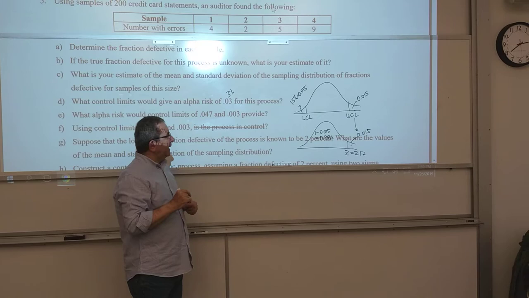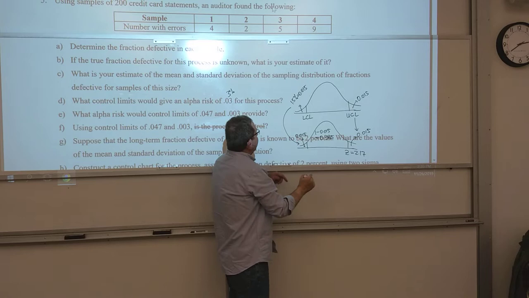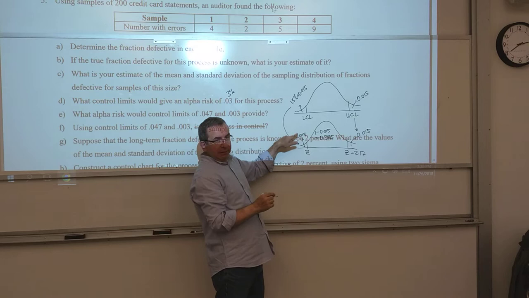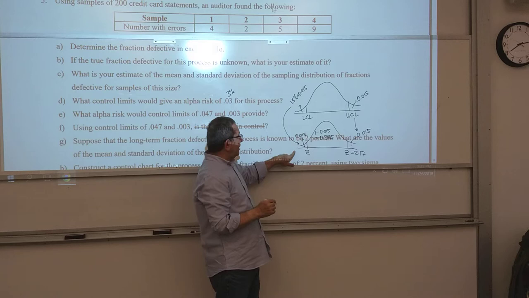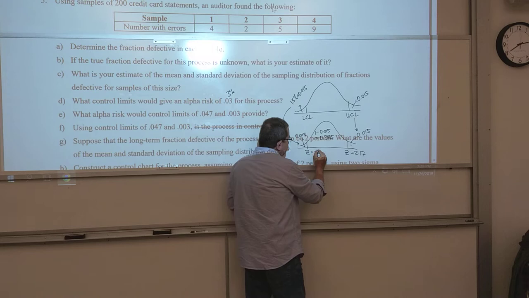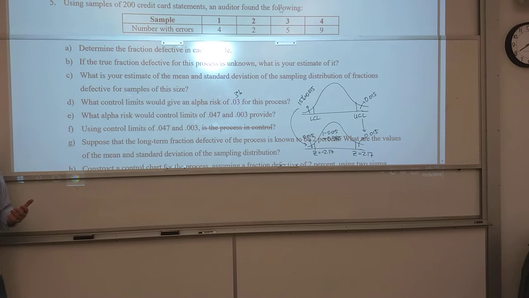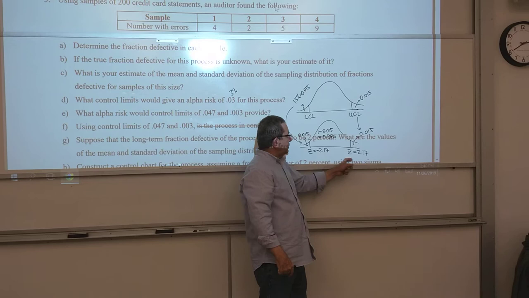And for the lower control limit, the tail probability will be 0.015, because these two tails should have the same tail probability. And that means this is minus 2.17. So then we can go from these two values to the upper control limit and lower control limit.